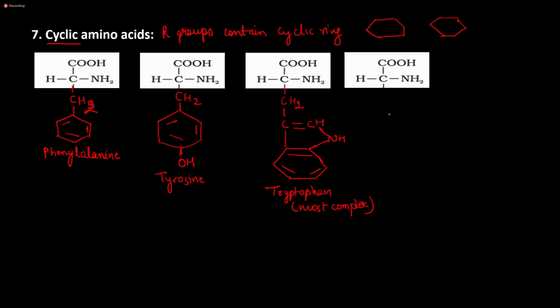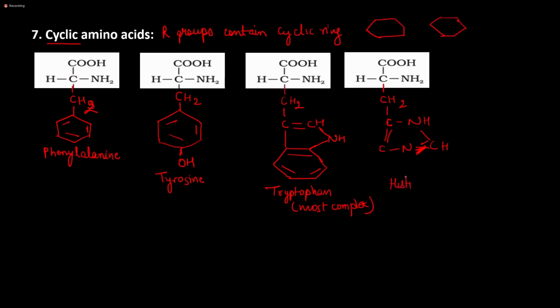Now there are 5 cyclic amino acids, out of which we have drawn 3. The next is histidine. Histidine's structure we also saw earlier, right? And the structure is what? You have CH2, then C, then you have alternate C, N, C, N, then C, right? So this is the structure of histidine.